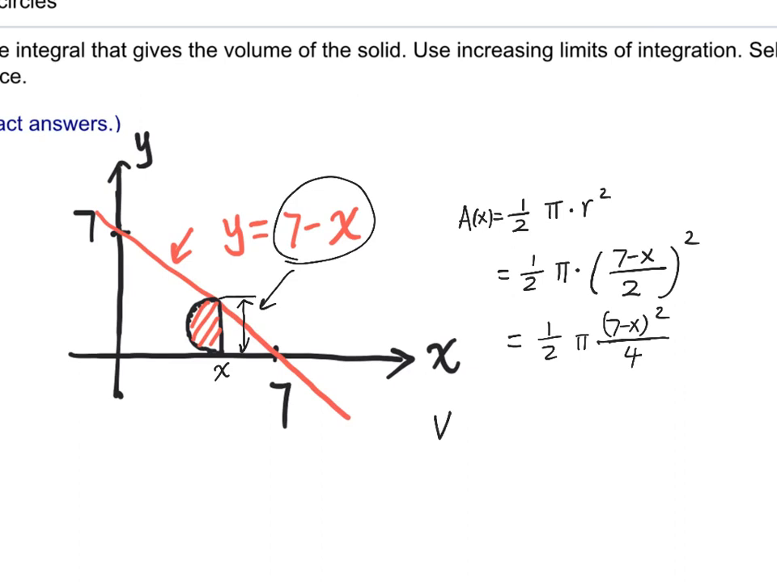Therefore, the volume of the solid will be the integral from 0 to 7 of 1/2 times, there's a 4 here, so 1/8 pi times (7 minus x) squared. So that's it. That's why at the end there's the 8 in the denominator.